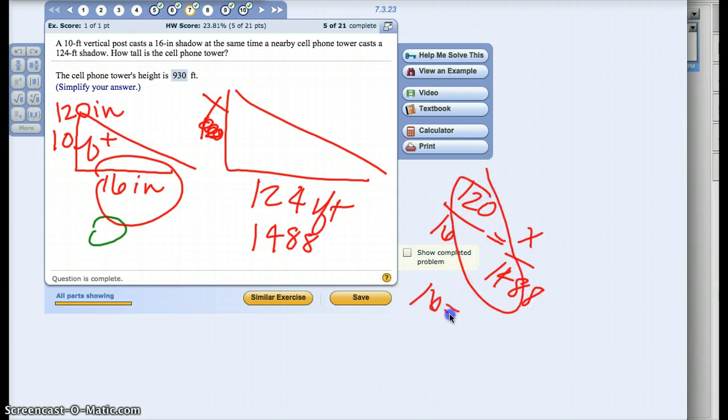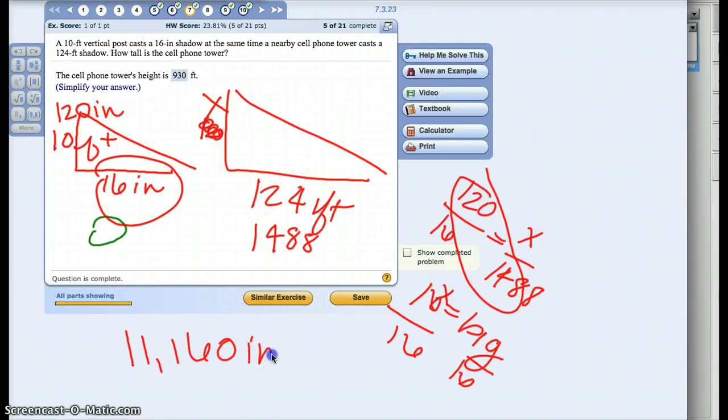So 16x equals a big number. I'm going to divide all that in my calculator, and I still get a pretty big number. Divided by 16, I ended up with 11,160, but this is inches. The problem is asking for feet. So I'm going to divide this by 12, and it's going to give me my answer. Oops, sorry. And my answer ended up being 930.